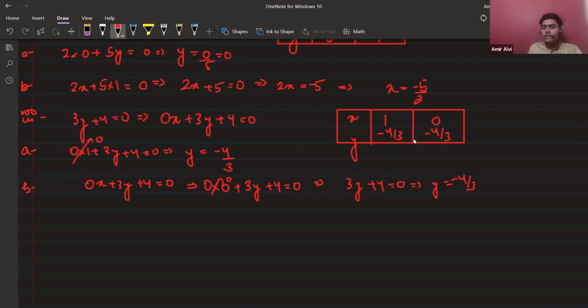Why we are getting again and again two values same of y? Because there is no x. If you write this equation in this standard, if you put any value of x, the answer will be same. Okay. Yes or no? Yes. Any doubt? No.